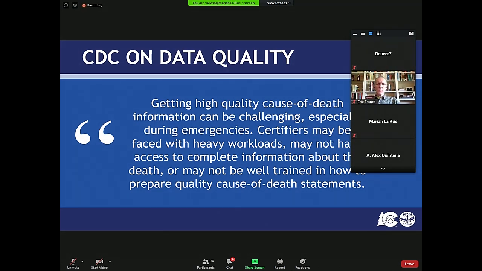I want to turn it over to Drs. France and Herlihy to talk a little bit more about some of the COVID-19 case related information and those distinctions that have been made there.